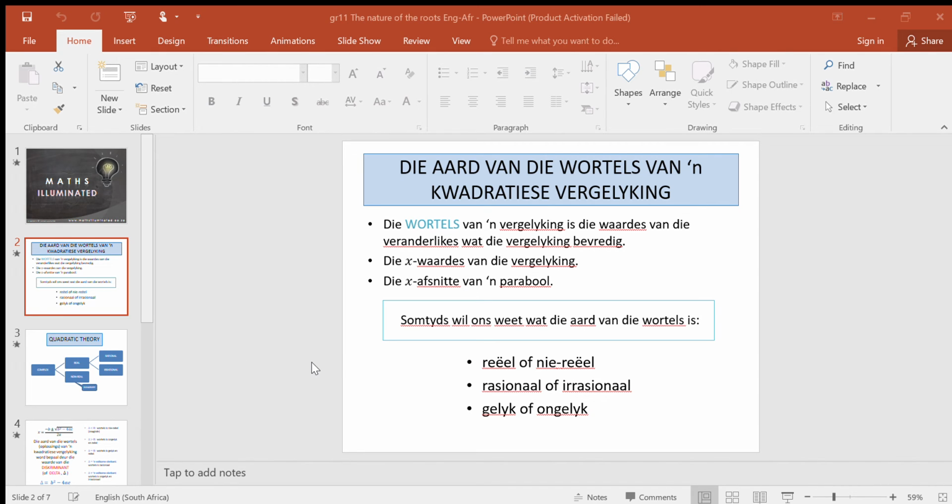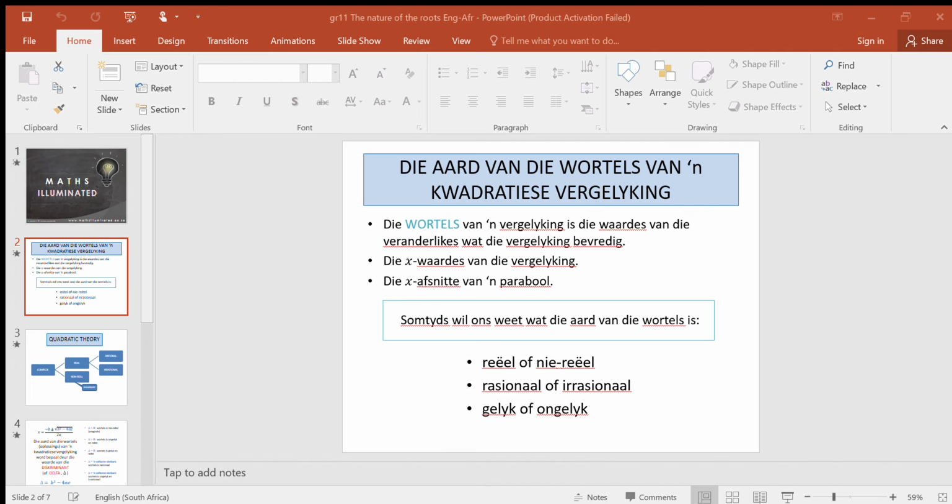Okay? As second scenario, if delta is equal to 0, dan het ons gesê, gaan ons two equal real roots hê, nee? Nou dit beteken, jy sal sien jou parabool raak jou x-as net, nee? En omdat hy hom net een keer raak, dit is hoekom my wortels moes nou ook gelyk is, nee? So two equal real roots.